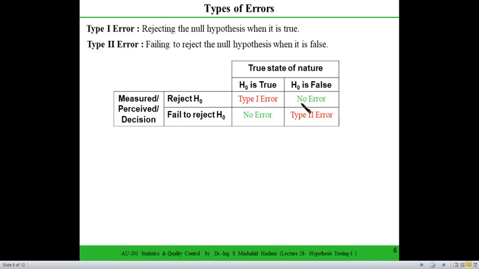So type 2 error is fail to reject. Your decision is to fail to reject the null hypothesis. So you are only dealing with either rejecting the null hypothesis or failing to reject the null hypothesis. Your interest lies with the decision about the parameter. That is what your status quo is. So either you are rejecting your status quo or you fail to reject your status quo.